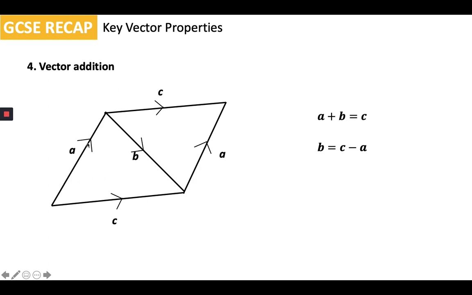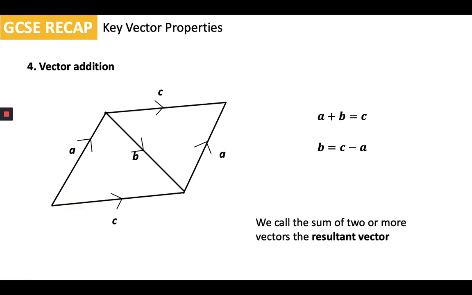I know I can do A plus B is C. I know I can do C minus A. And minus C will give me negative A, because I started at the top and stopped at the top. The other important thing is if I add two or more vectors, that is the resultant vector. We call the sum of two or more vectors the resultant vector.